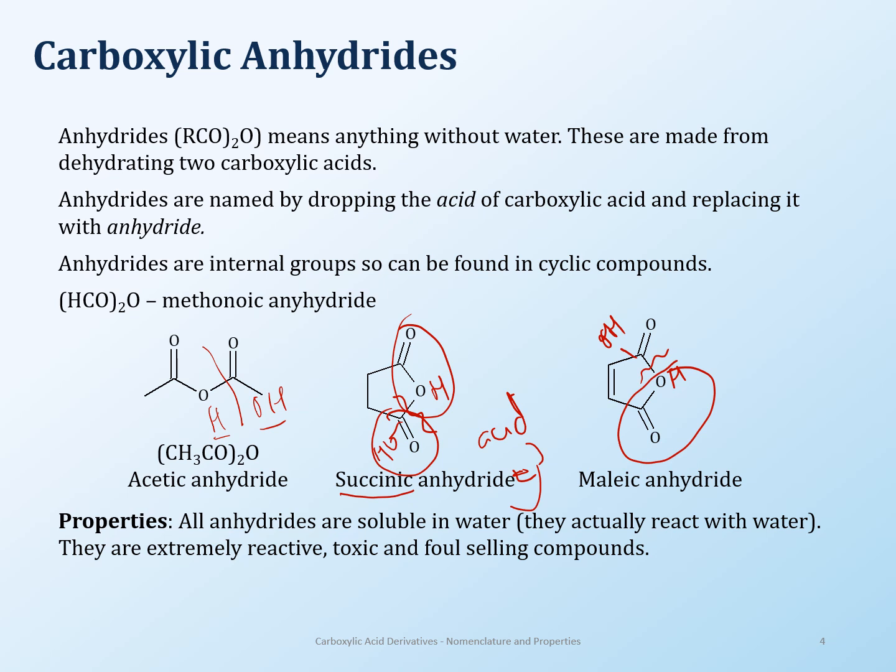The anhydride nomenclature, we'll just do the simple ones: acetic anhydride, formic anhydride, or methanoic anhydride. There's really not much that I give you to name with anhydrides, but their name ends with anhydride, so you know that you're dealing with anhydrides. The properties of anhydrides are very similar to acyl chlorides, which means that they react with water, they are reactive, and they're toxic.